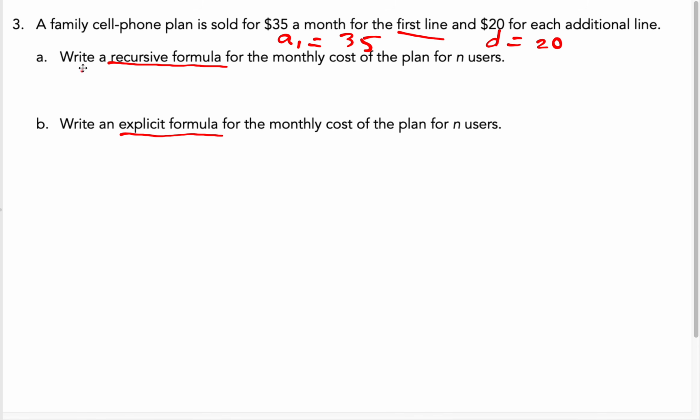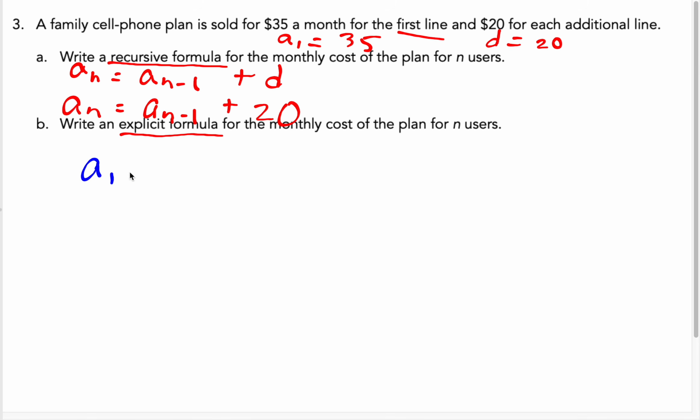So recall what a recursive formula is. The nth term is the term before it plus your common difference. So therefore, we can write the recursive formula, the (n minus 1) term plus 20. I'm just double checking that that looks okay and that looks okay. All right, let's go to B.